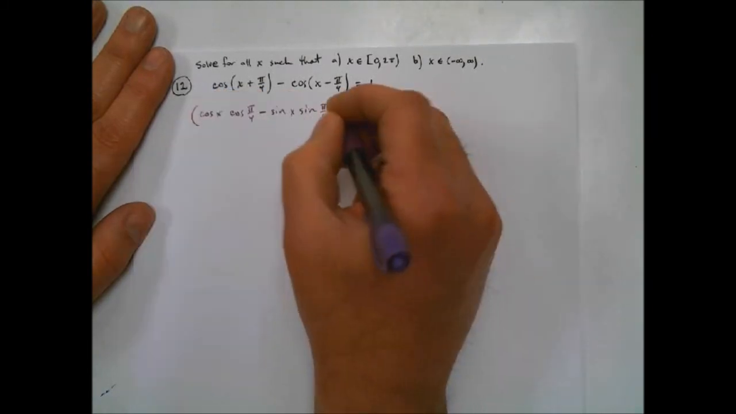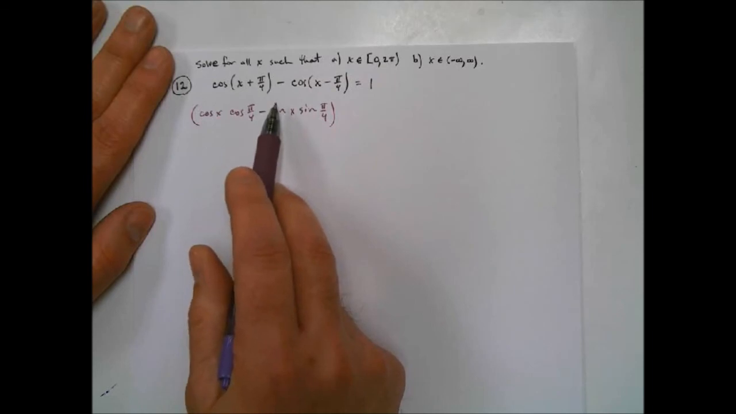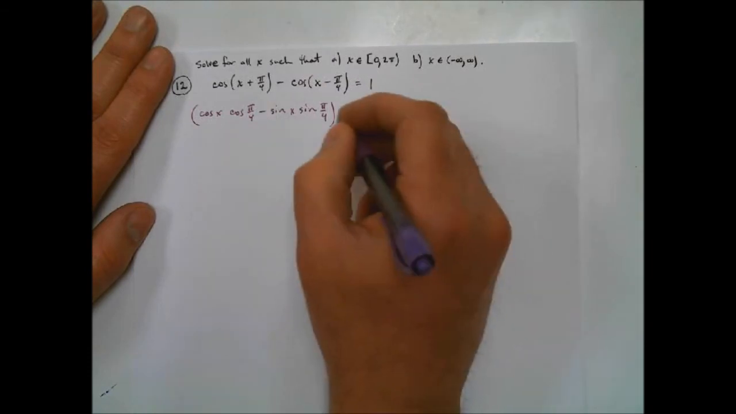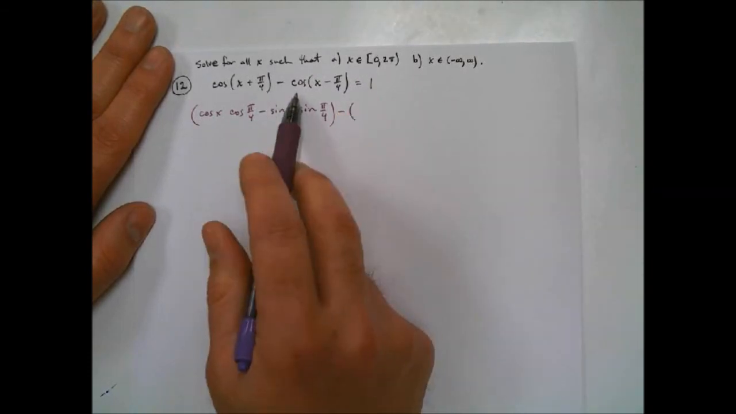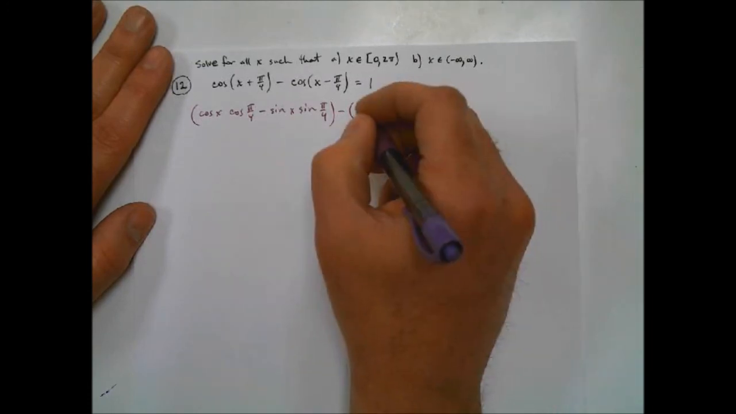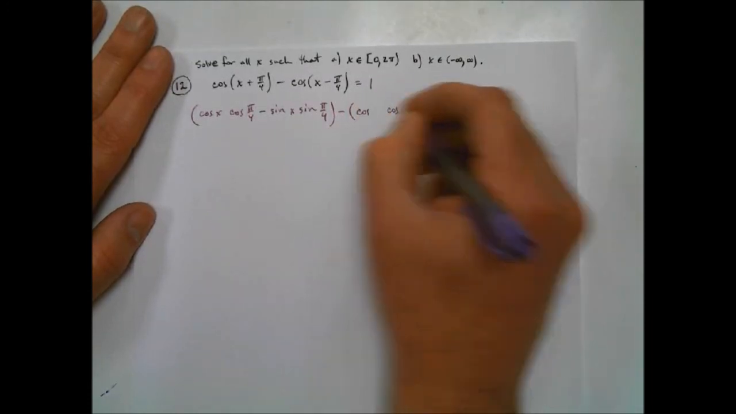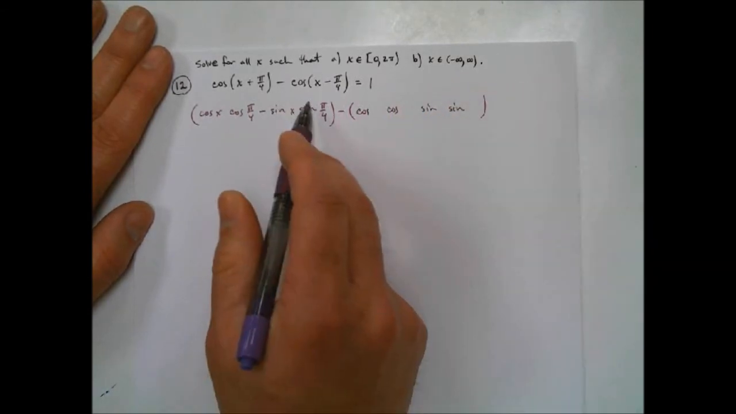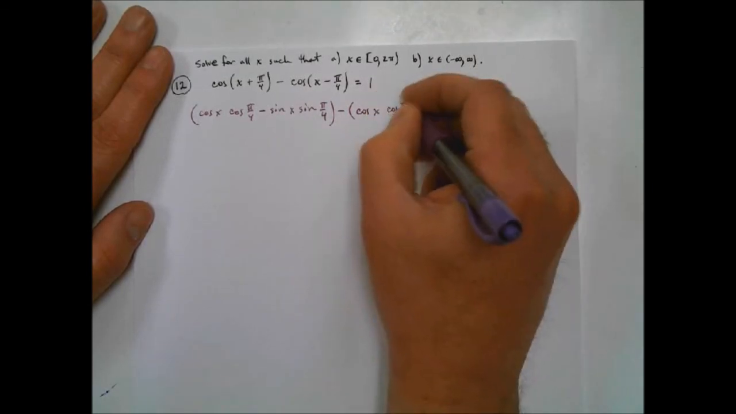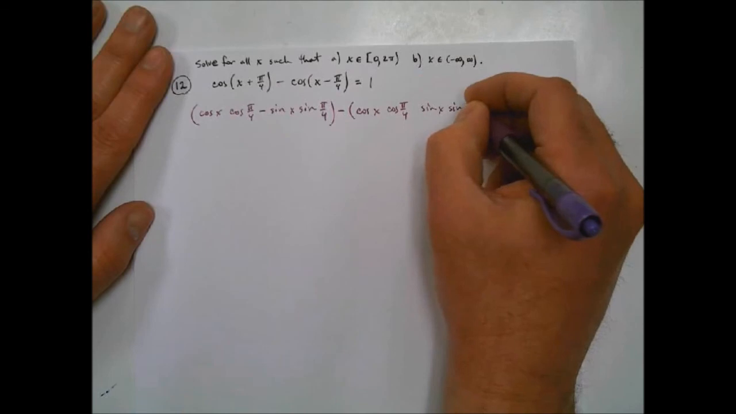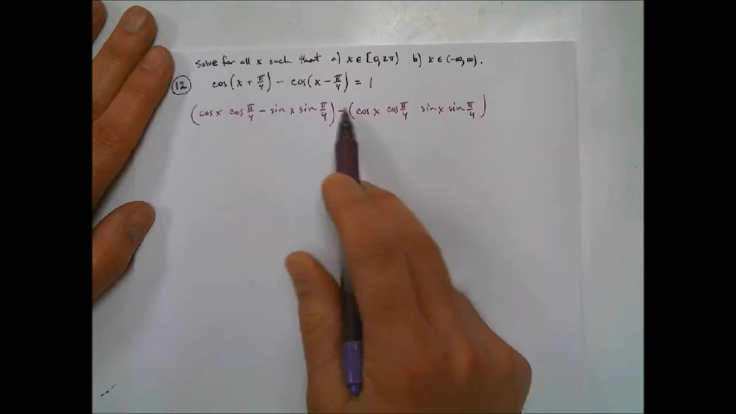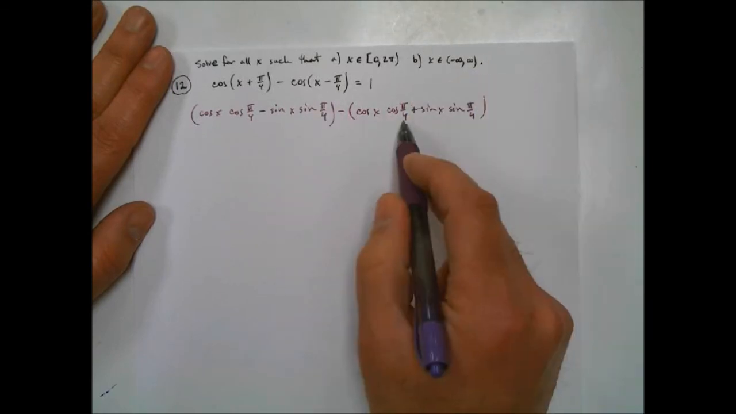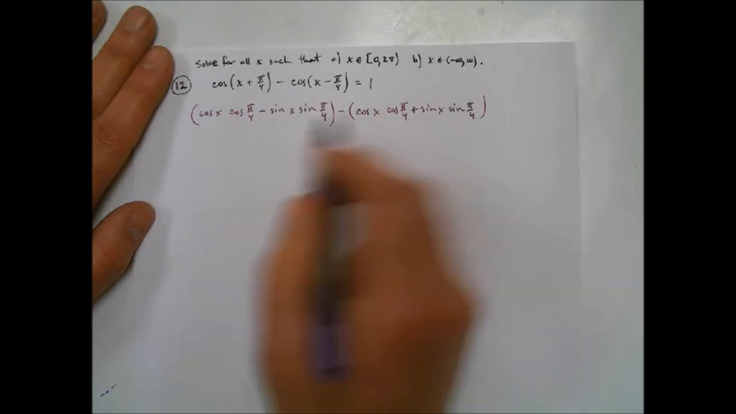Now, I'm going to go ahead and use parentheses so we can keep track of everything. So that's the cosine of x plus pi over 4, minus parentheses, and again, cos, cos, sine, sine. Alpha, beta, so x, pi over 4, x, pi over 4, and cosine change. So there's minus here, which means there's a plus right there. Okay, so equals 1.